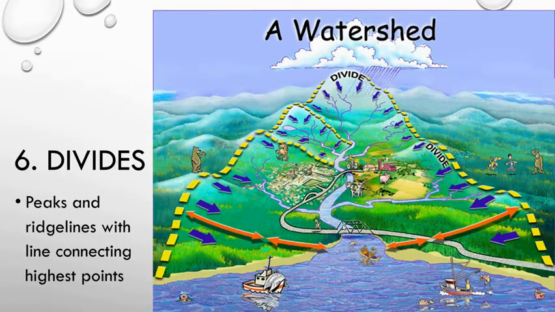So watersheds have divides between them and other watersheds. These divides are created by mountain peaks, hill peaks, ridge lines, and the water on one side of the divide goes into one river or stream, and the water on the other side goes into a different river or stream. So you can have large watershed divides. You can have smaller divides for tributaries. But generally, if you're looking at the topographic map, you're connecting the highest points on the map to find the divides between watersheds.